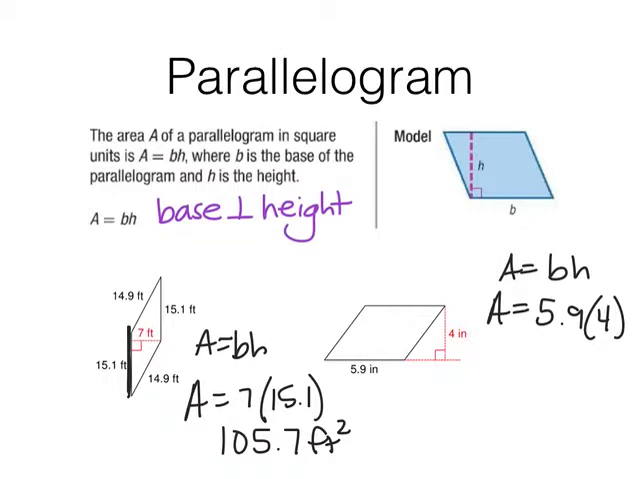All right, 5.9 times 4, or 5 9/10 times 4 is 23 6/10. And that's going to be inches squared. All right.